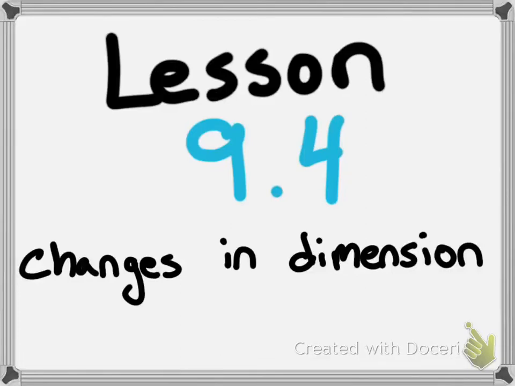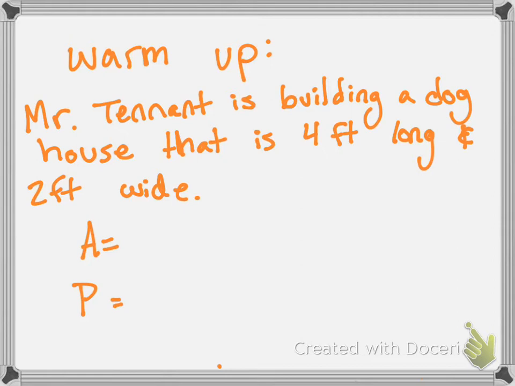This is lesson 9.4, dealing with changes in dimension. For our warm-up, Mr. Tennant is building a doghouse that is 4 feet long and 2 feet wide. I want you to find the area and the perimeter. What did you get for the area, Alinza? Perfect, we get an area of 8. And what about our perimeter, Jenna? Perfect, we get a perimeter of 12.